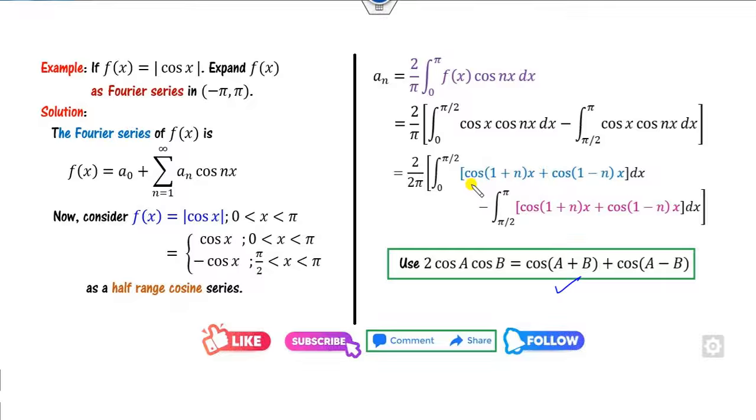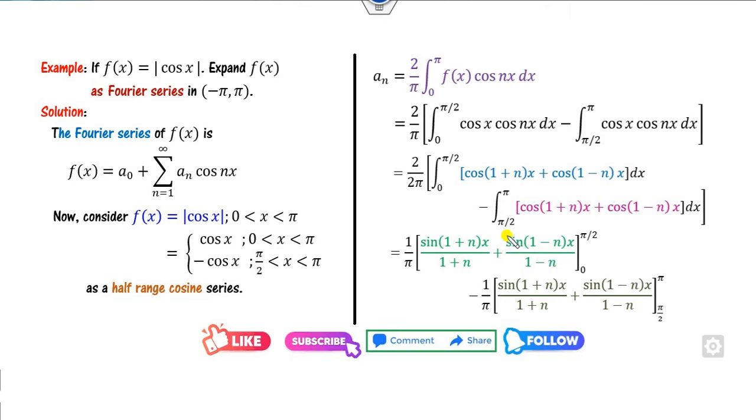Now can you integrate them? What is the integration of the cos 1 plus x? So this will be cancelled out, it's 1 over pi. What is the integration of the cos 1 plus nx? It's sin 1 plus nx over 1 plus n. Similarly, what is the integration of this? Sin 1 minus nx divided by 1 minus n from 0 to pi by 2. Now you can substitute the limit. If you substitute this limit, the first value will be pi over 2 plus n pi over 2.